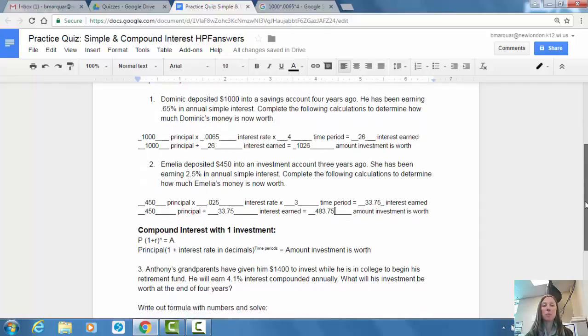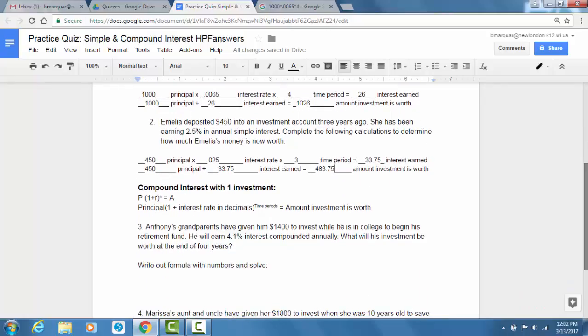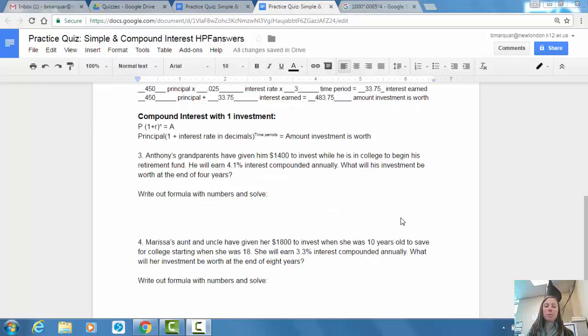Now let's look at compound interest. The formula for compound interest is a little bit more complex than simple interest. It is the principal, parentheses, 1 plus the interest rate in decimals, to the nth power, which is the time period power. And that's how much the investment is worth. So you find out right away how much it's worth, not just how much interest you've earned.